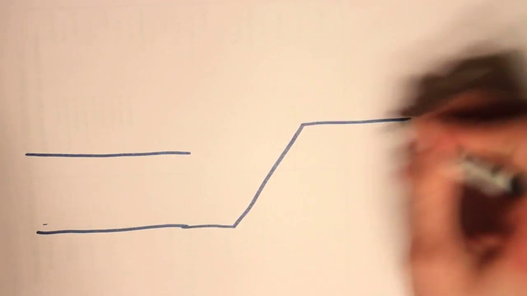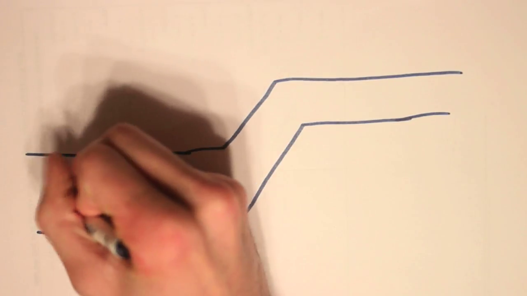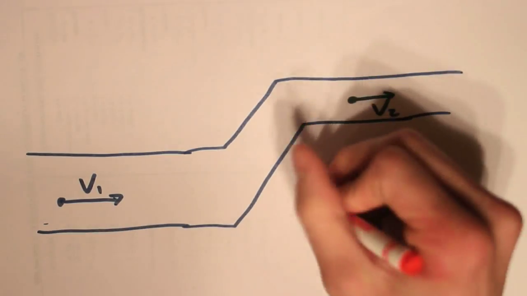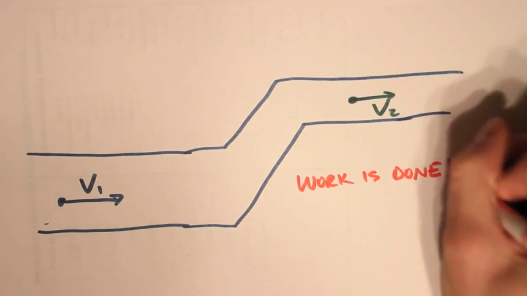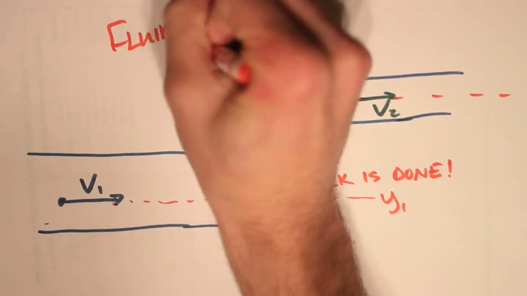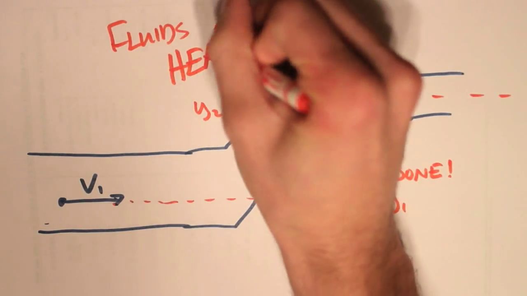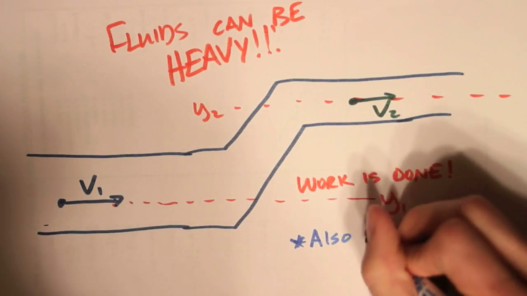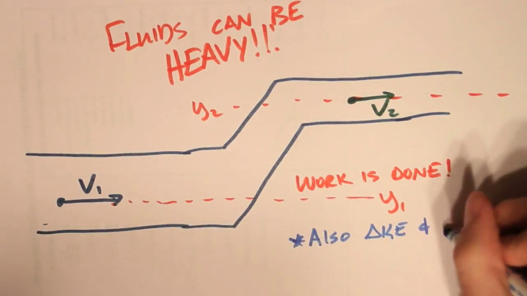Let's imagine now that I have a pipe that goes from one height to another. We know from kinematics that if I take an object and move it from one height to another, then work is done. So if I start at a height y1 and end at a height y2, fluids are so massive that it must have taken a force to do this, and that force comes from pressure. There is also a change in kinetic and potential energy.